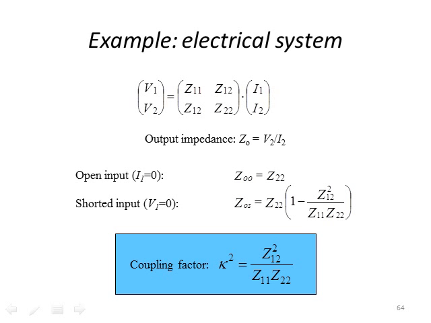Another way to do this is we look at the output impedance. We open the input, make I1 equal to 0, and then Z_OO is equal to Z22, or we short the input impedance, V1 equal to 0, and Z_OS is equal to Z22 times 1 minus Z12 squared over Z11 Z22. In this case, the coupling coefficient in the system, K squared, is equal to Z12 squared over Z11 Z22. This is the coupling coefficient between the two systems.